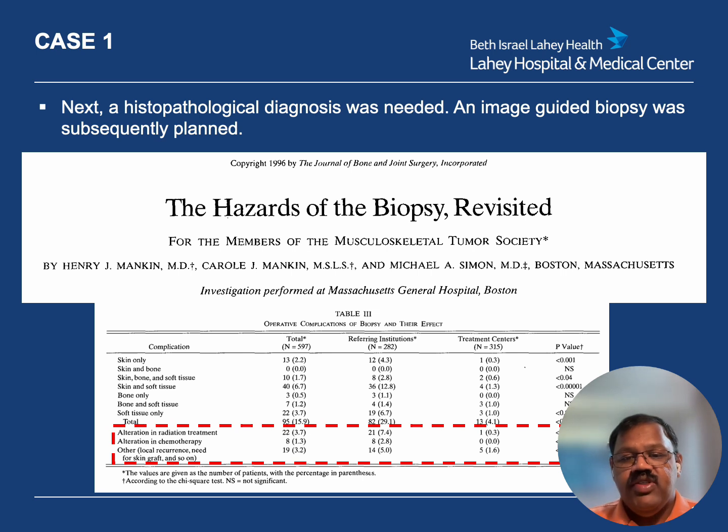Ideally, when you do biopsies, you want to ensure that the tract is in line with your definitive surgical resection. And if you're not planning on doing the surgical resection, then oftentimes it's better to allow the treating surgeon to help coordinate and obtain the biopsy because there may be a definitive impact on both oncological and functional outcomes, especially with a biopsy tract that's misplaced.